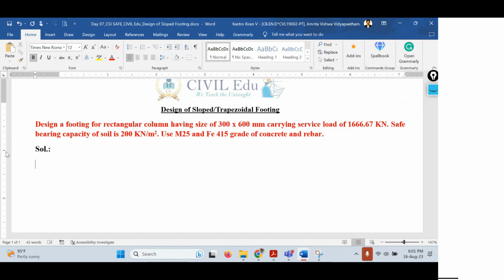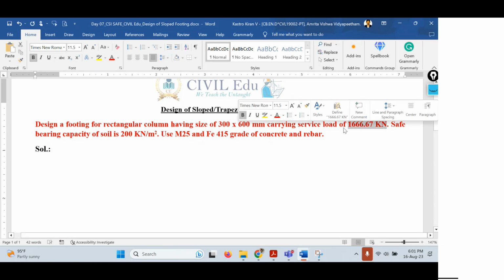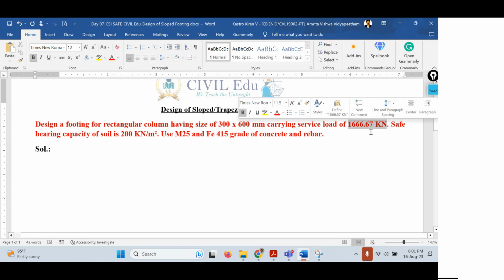Here in this problem statement, the dead loads and live loads are not provided directly. The total service load is provided, the total load being carried by the column. So you don't need to do any dead load calculation or live load calculation. Just for a difference, I made it this way. Okay, right. First, however, we have to calculate the self weight of the footing.